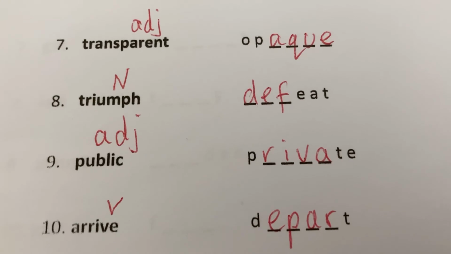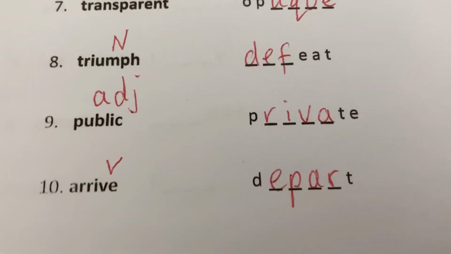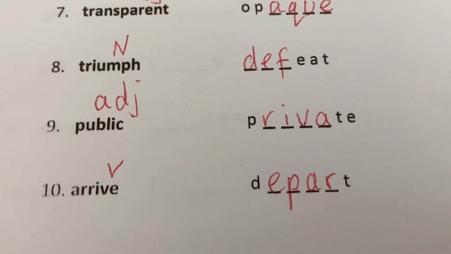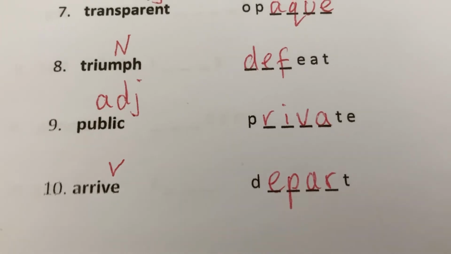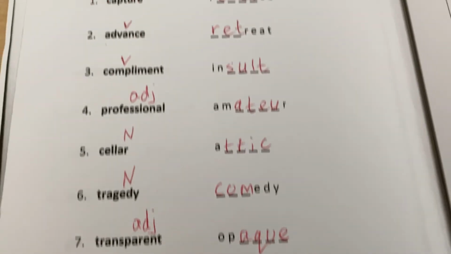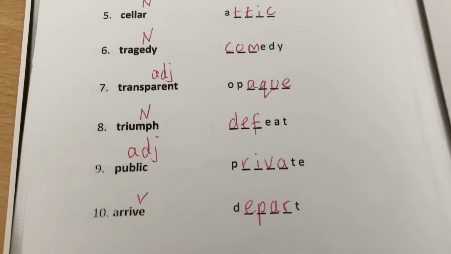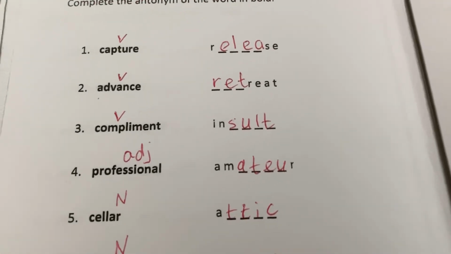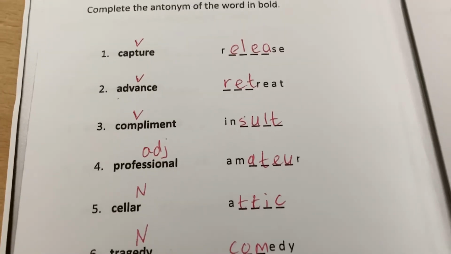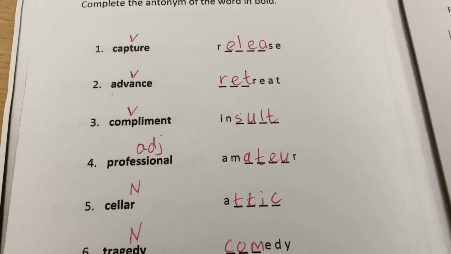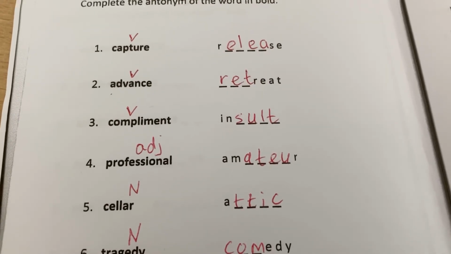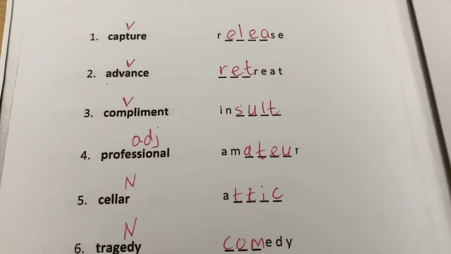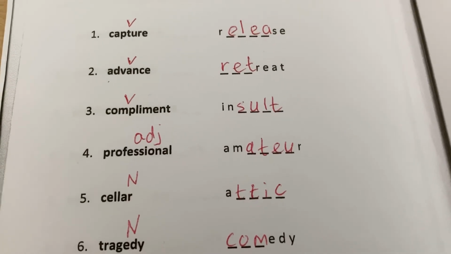The opposite of triumph is defeat. The opposite of public is private. And the antonym for arrive is depart. Did you get all of them right? I hope so. If you haven't, please start writing some of these words in your vocabulary book and start to revise these words and learn them so that your vocabulary can expand.